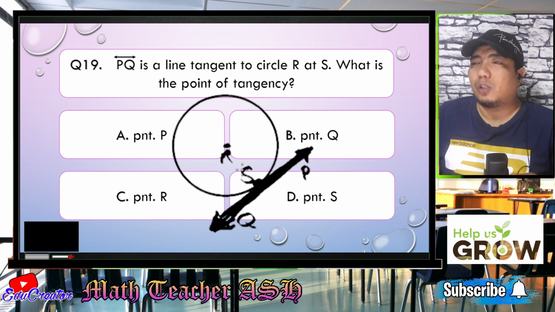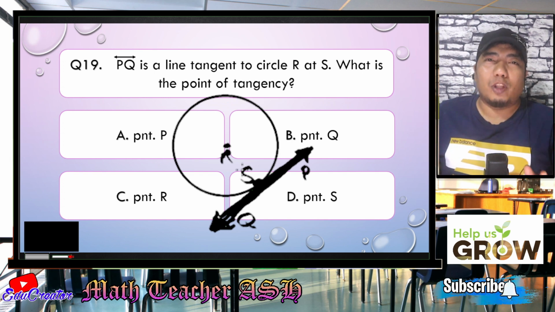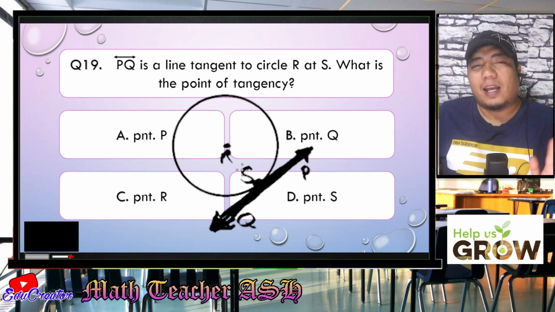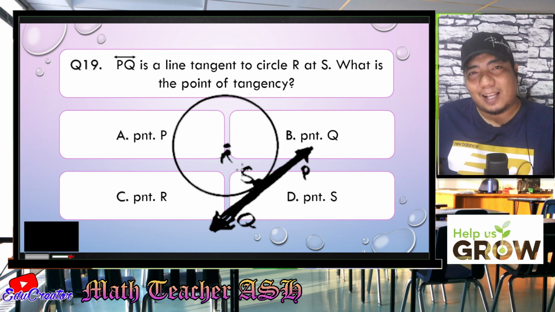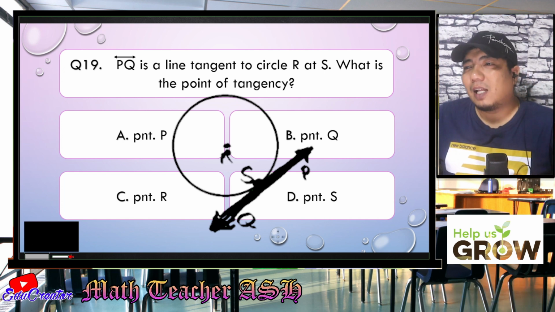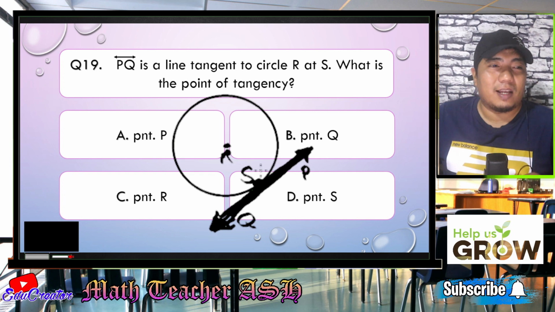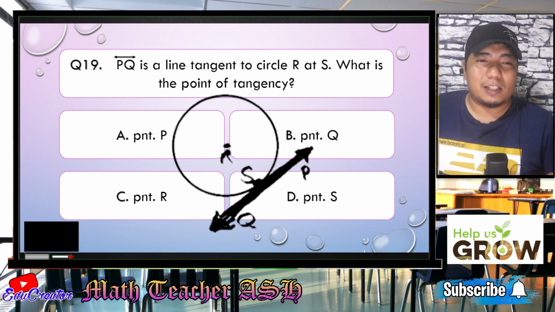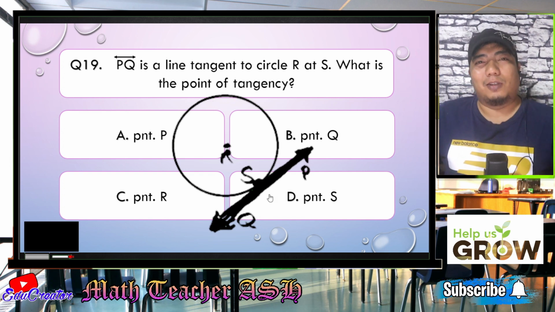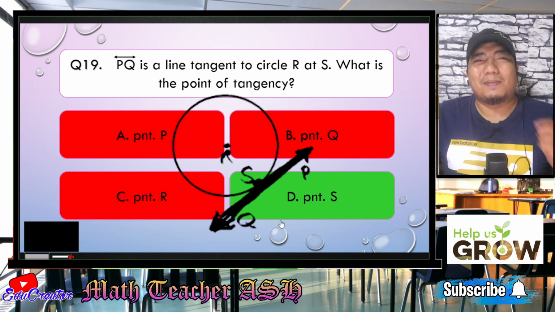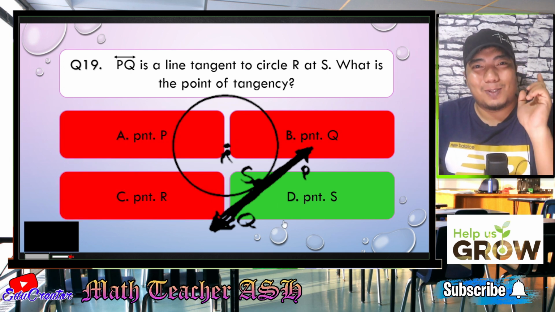Alright, so the question is, what is the point of tangency? Now, point of tangency is basically the intersection of the circle and the tangent line. So, what is that? Of course, that is point S. That is very clear, my dear math learners. So, therefore, the correct answer for this given question is letter D. Easy, right? Very easy. So, now let us go to question number 20.